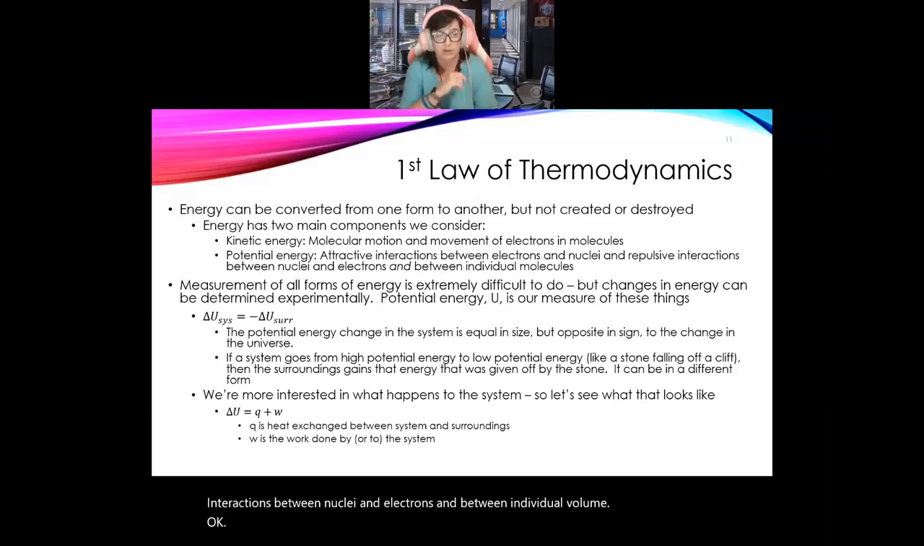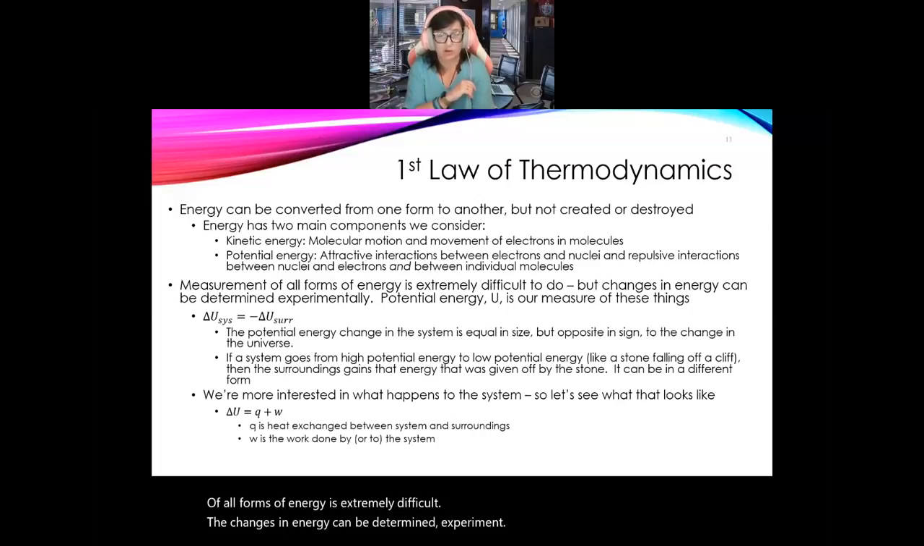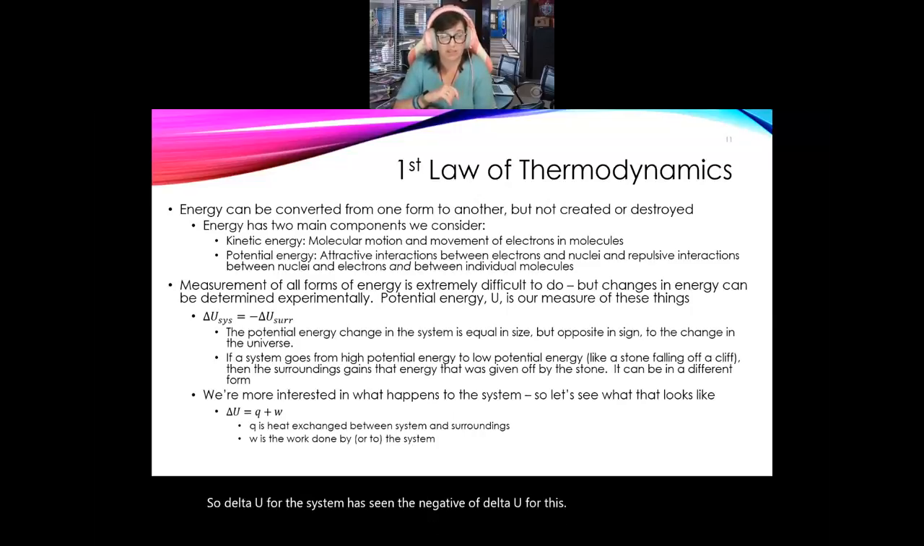Measurement of all forms of energy is extremely difficult to do, but changes in energy can be determined experimentally. Potential energy, U, is our measure of these. So delta U for the system has to equal the negative of delta U for the surroundings. So the potential energy change in the system is equal in size, but opposite in sign to the change in the universe. All right. If a system goes from high potential energy to low potential energy, like a stone falling off a cliff, then the surroundings gains that energy that was given off by the stone.